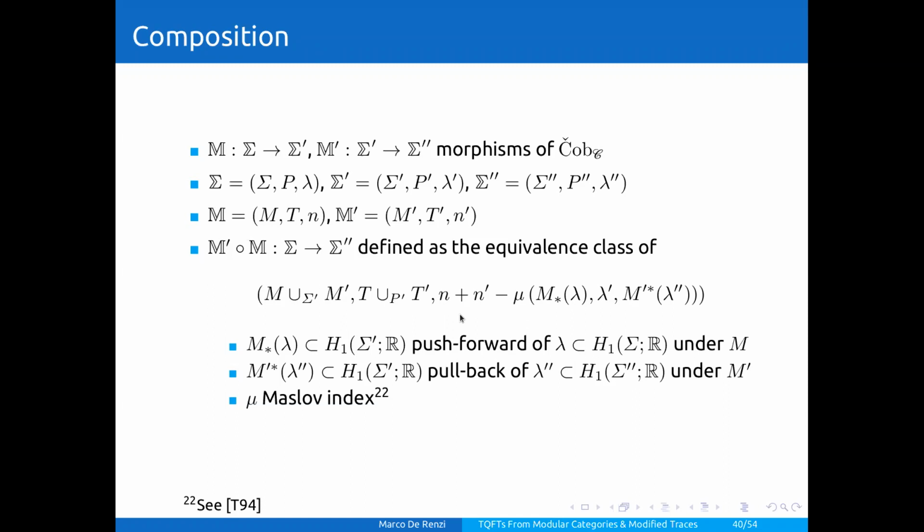And now the strange thing, well, at least, we need to say something about signature defects because they do not perfectly add up. There is a correction term, and this correction term is called the Maslov index. It's an integer associated with a triple of Lagrangian subspaces. So these subspaces are all subspaces of the middle homology, so the homology of sigma prime. The first one is obtained from the Lagrangian of sigma through an operation of push forward under the cobordism M. The third one is obtained from the third surface, sigma second, through some kind of operation of pullback under the cobordism M prime.